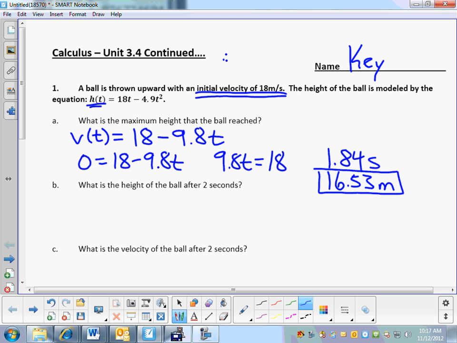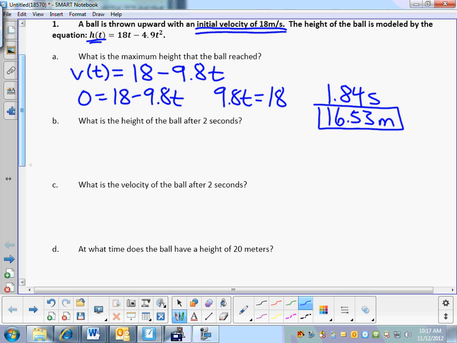Now, Andrew is exactly correct. We covered it in pre-calculus today. In order to solve that problem, you could just find the vertex and do negative b divided by 2a. However, you do need to have the derivative in order to do problem B. And problem B says, what is the height of the ball after 2 seconds?